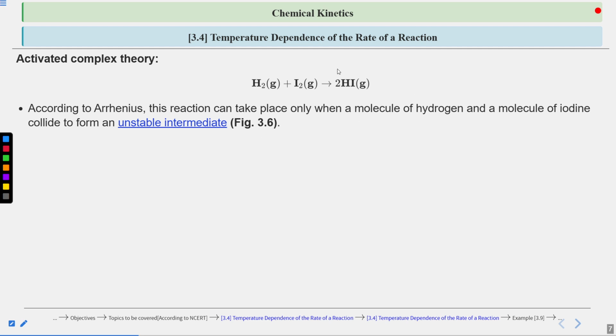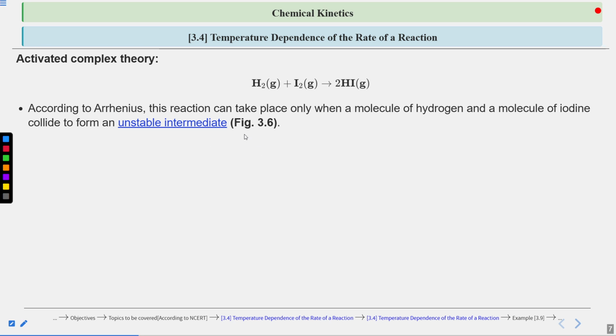So this reaction is given, and also mention that according to Arrhenius, this reaction can take place only when a molecule of hydrogen and a molecule of iodine collide with each other. Collide means interaction, basically. When hydrogen and iodine molecules collide, interact, and donate, gain, or exchange electrons between each other, then an unstable intermediate will form first of all, before the product formation.